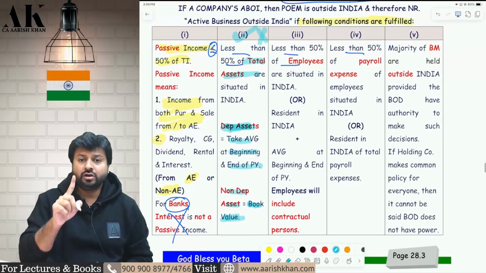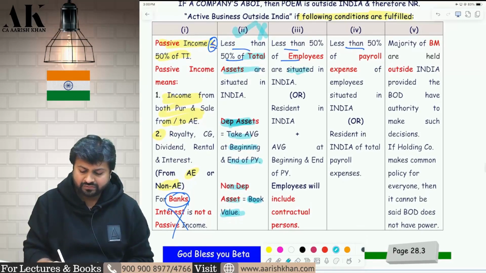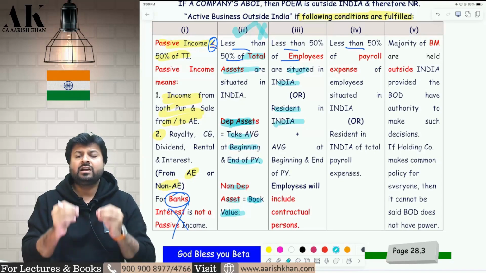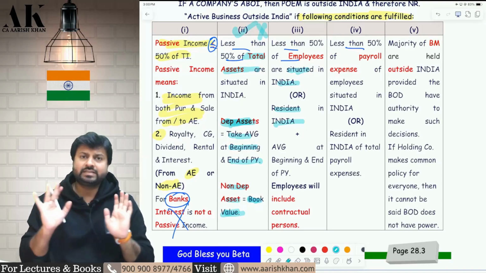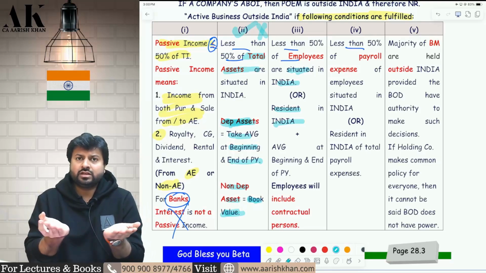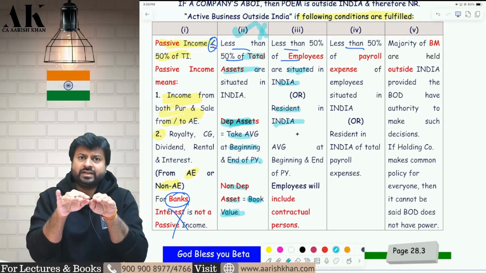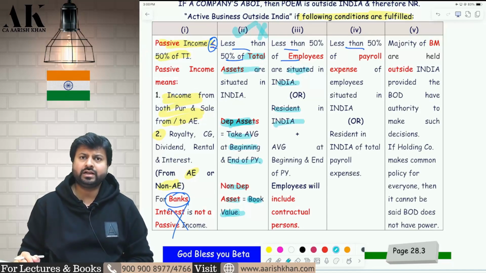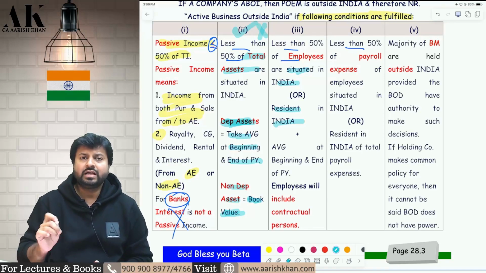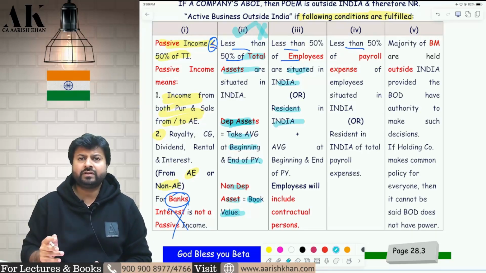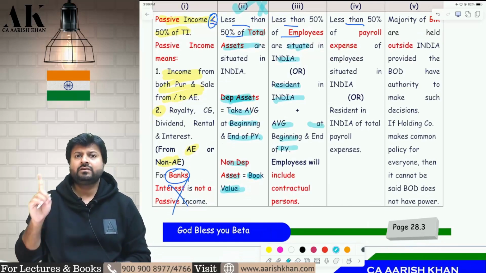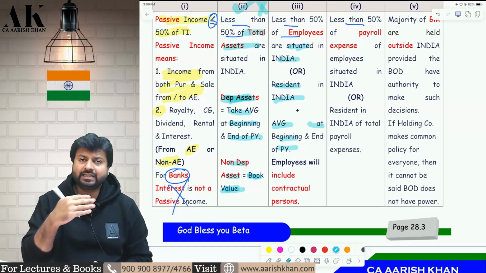Third condition, less than 50% of the employees are situated in India or resident in India. Therefore, the employees which are situated in India or which are resident in India should be less than 50%. So take the employees which are situated in India or which are resident in India in the numerator, and take the total employees in the denominator and check whether it is less than 50% or not. How will I count the number of employees, on which date? Again, you will take average at the beginning and at the end of the year. 1st April, 31st March, divide by 2, take the average as per that.